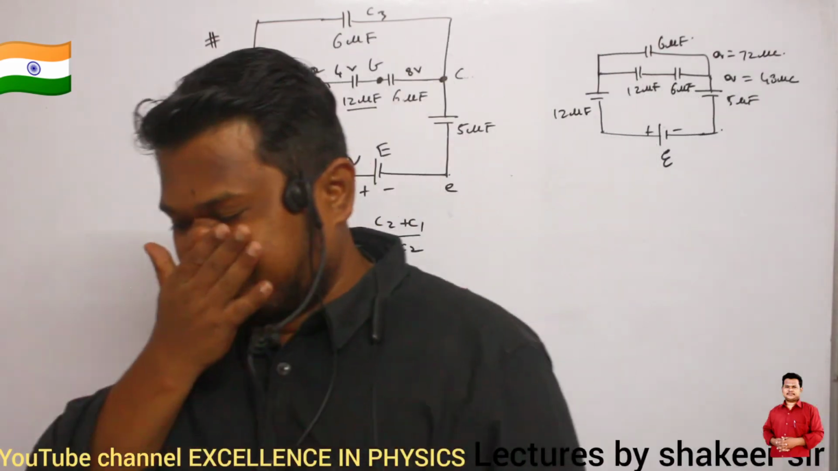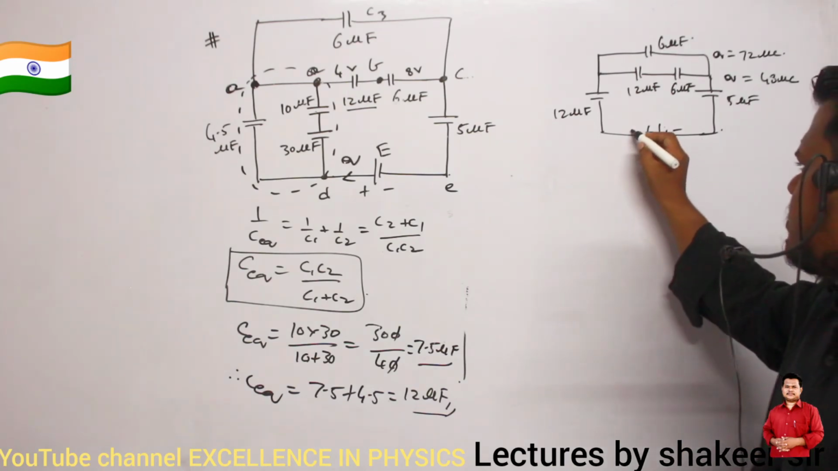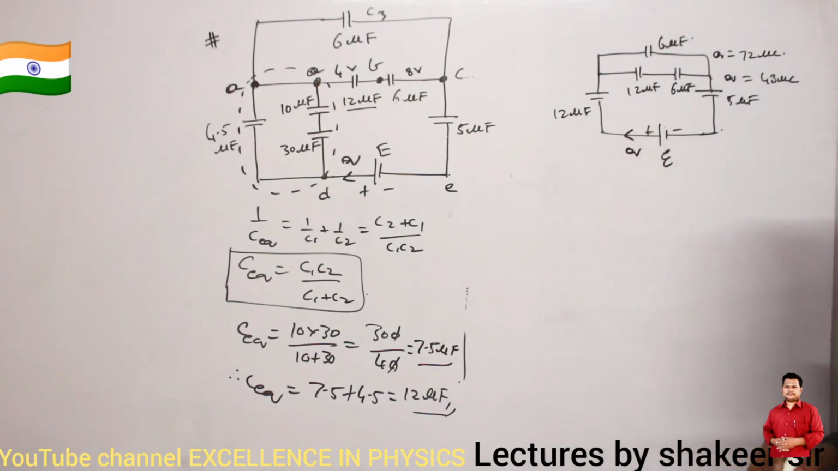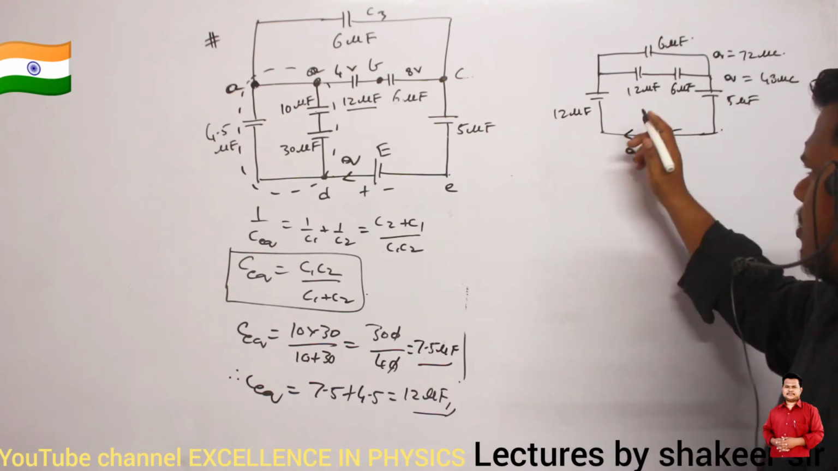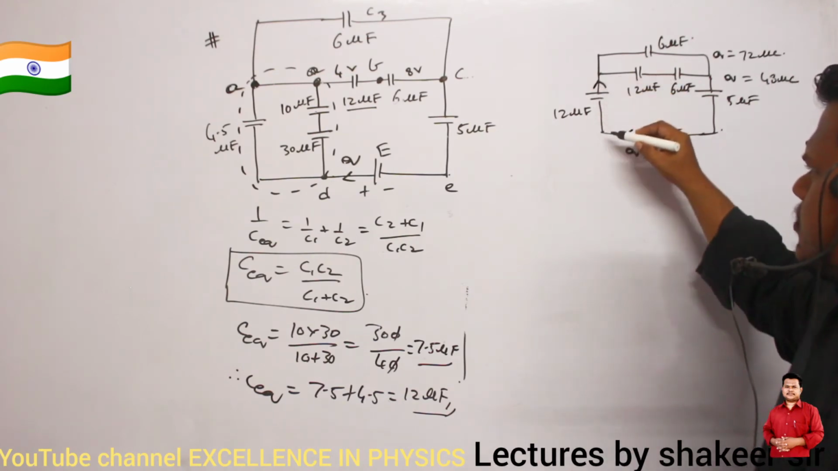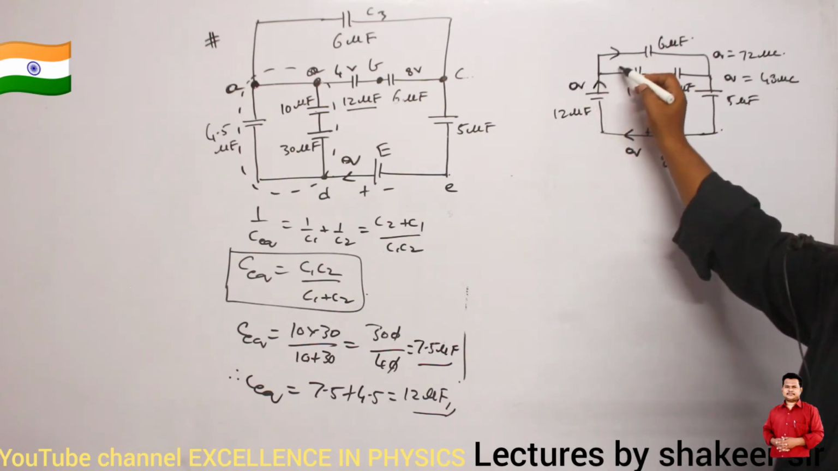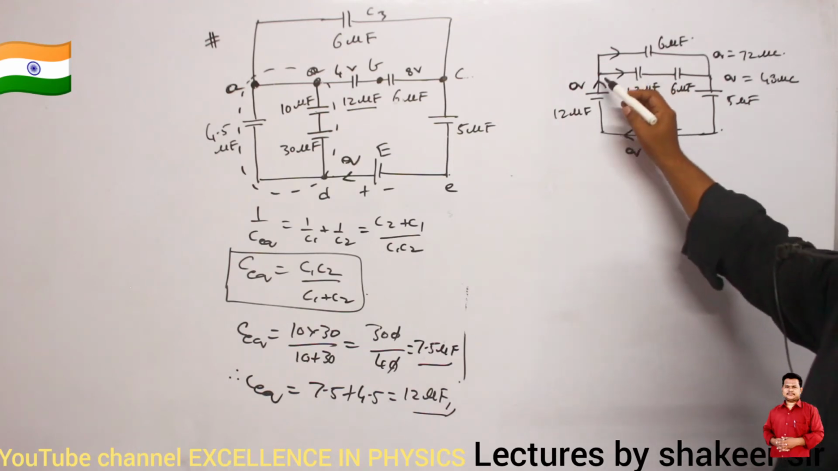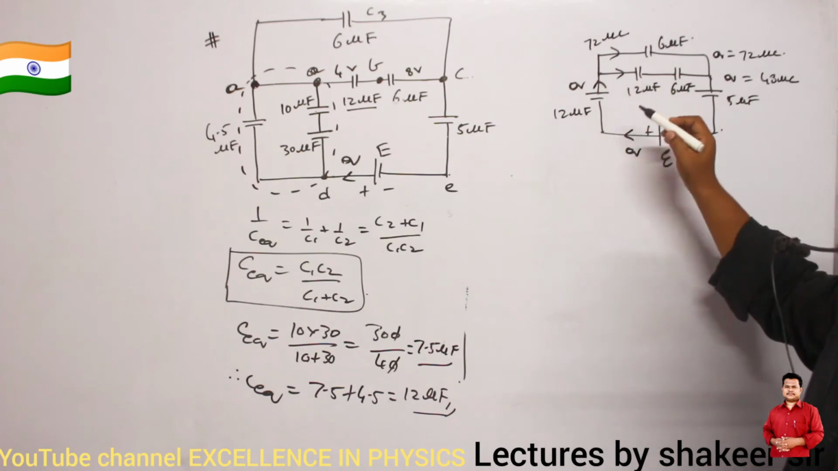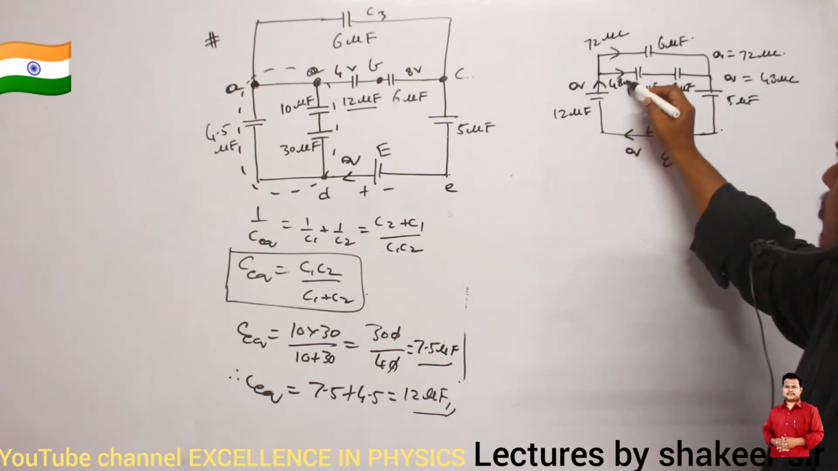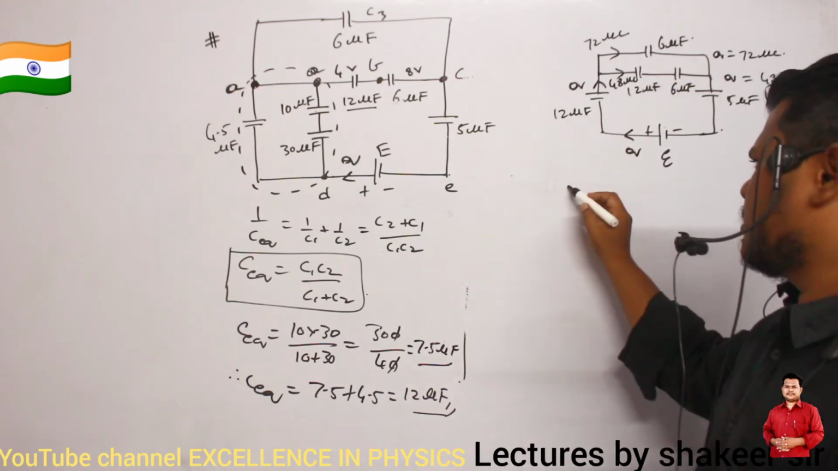That is my question. What we have to understand is that the battery supplies a total charge Q. This charge will enter up to here because there is no distribution up to here, and then this charge will be divided into two branches. What is the charge entering into this branch? 72 microcoulombs. What is the charge entering into this one? 48 microcoulombs. That is the meaning of this.